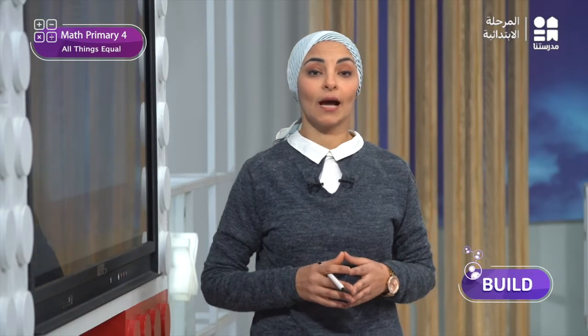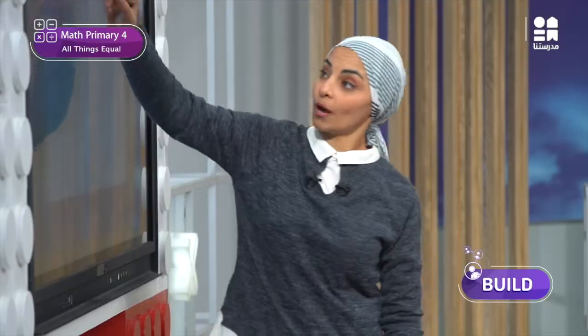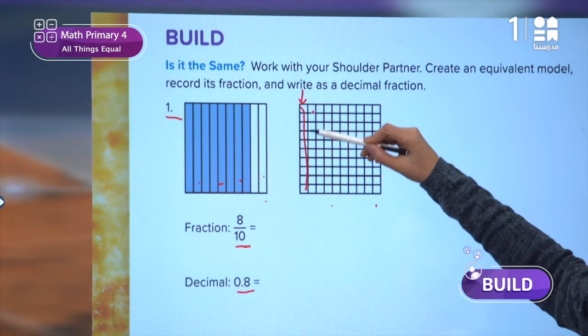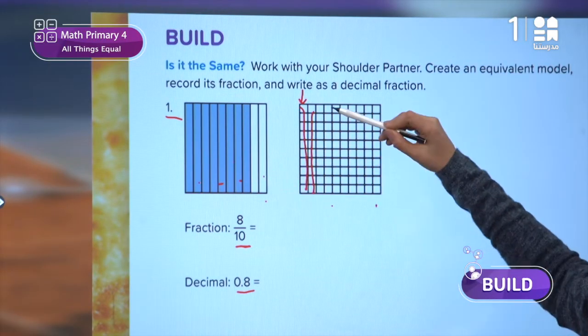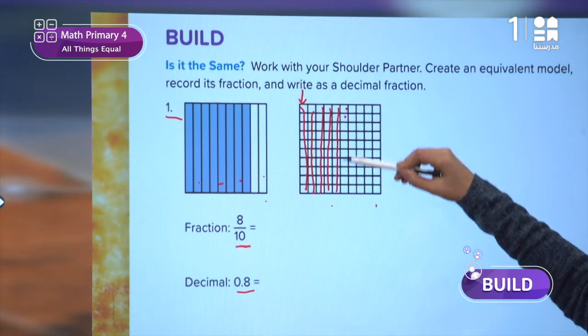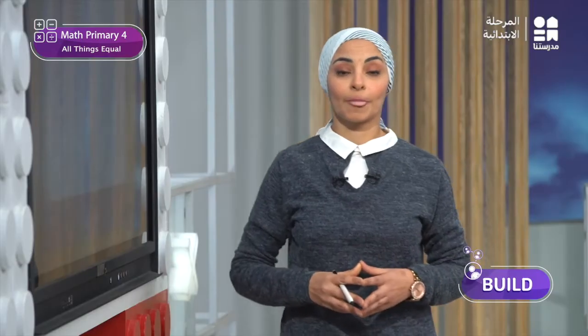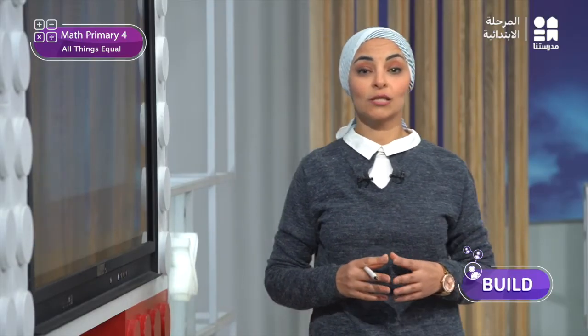طيب here I have 8 columns colored, right? So I should color 8 columns to be like this one. 1, 2, 3, 4, 5, 6, 7, and 8. Okay. طيب so what should I do next?